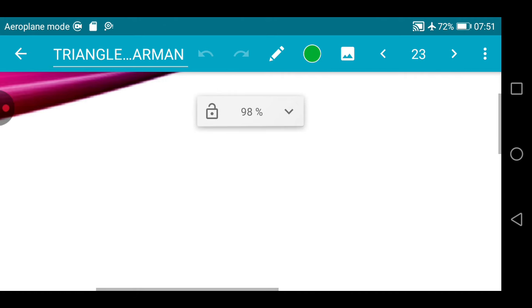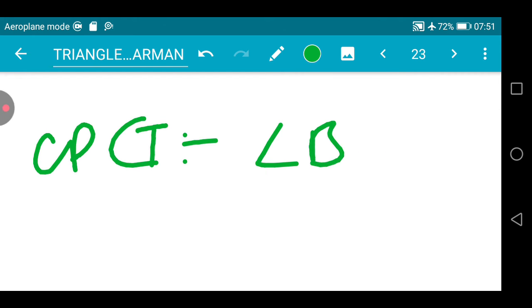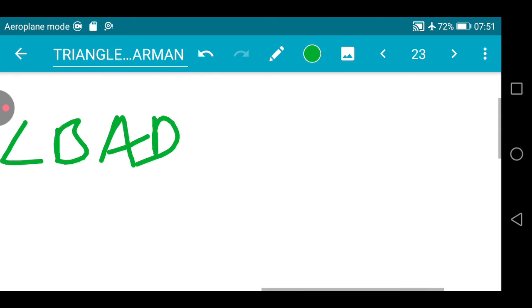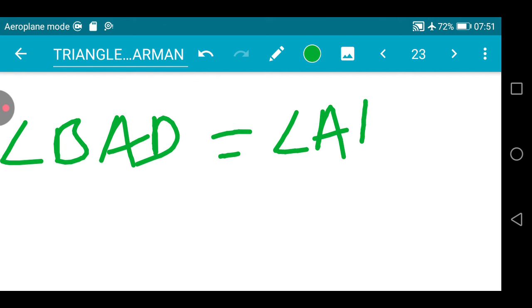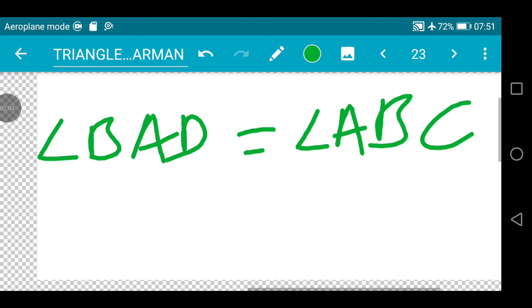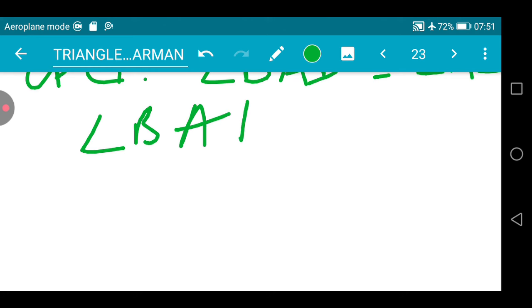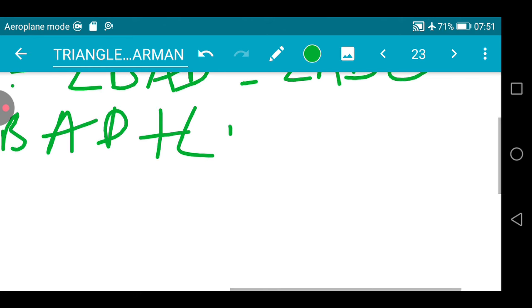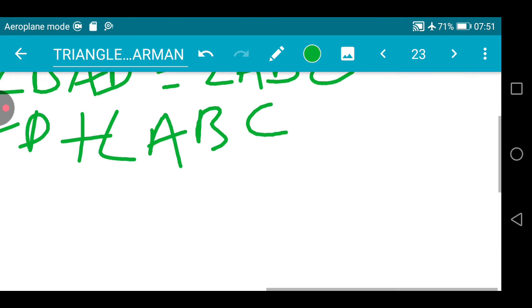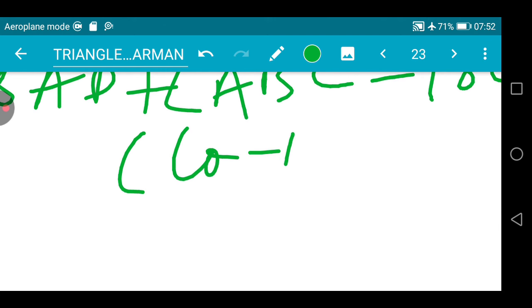Next, if we have congruence, by CPCT what can we say? That angle BAD will be equal to angle ABC. Why? I have already explained to you. We have to make some strategies to solve questions. Angle BAD is equal to angle ABC, so angle BAD plus angle ABC will be equal to 180 degrees. Why? These are co-interior angles.